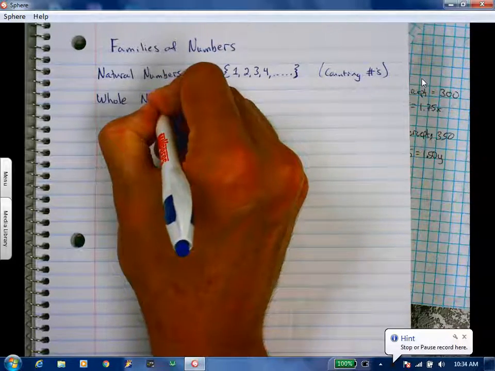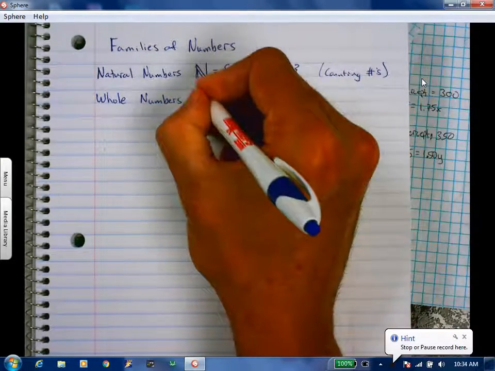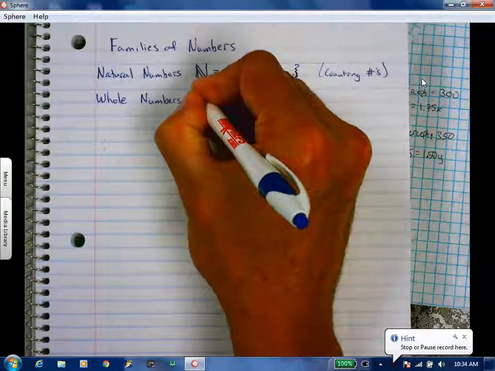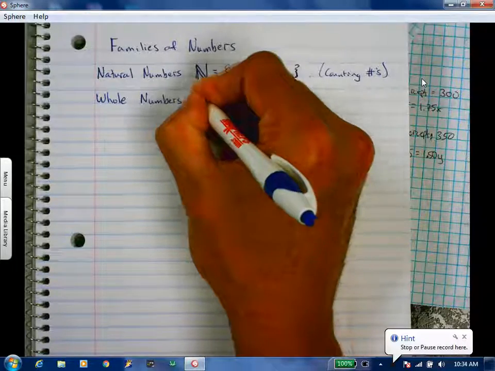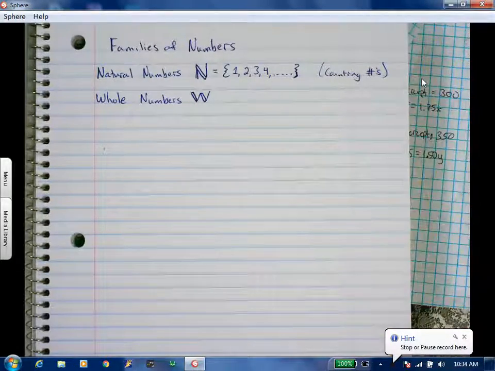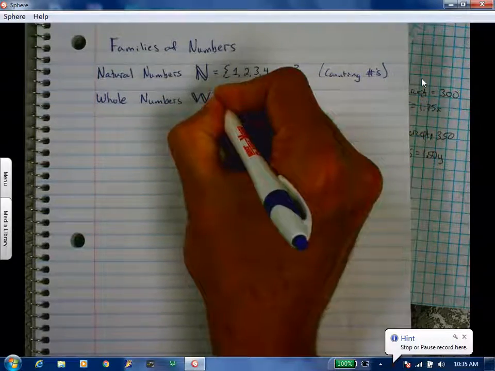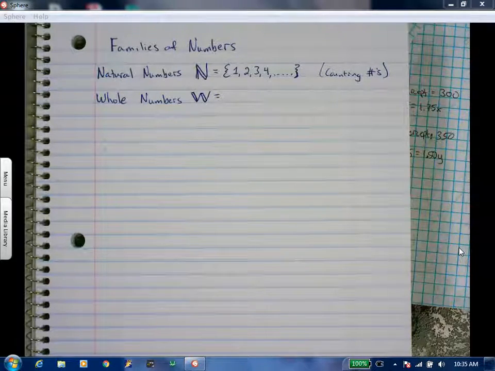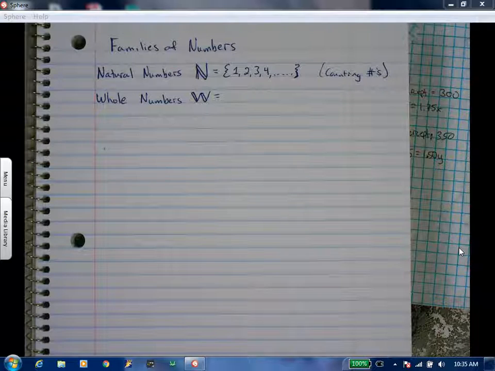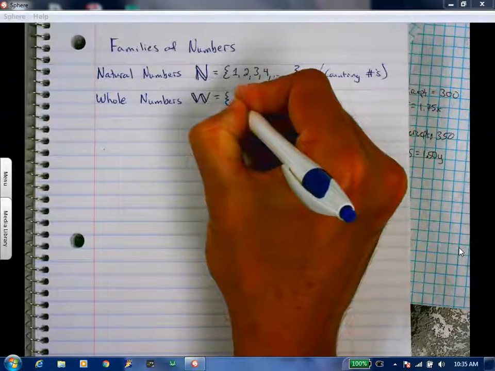Next set is the whole numbers. The whole numbers start with a whole, and a double-legged W there. So what number looks like a whole? Zero. So the whole numbers start with 0 and then they go up.